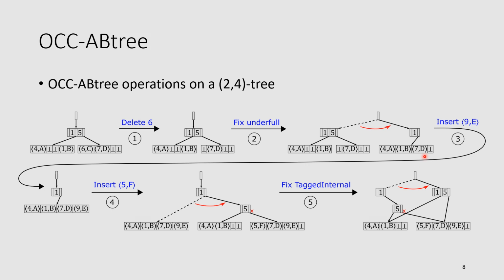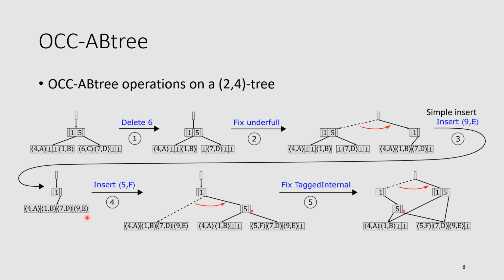Next, let's do some inserts. There are two types of inserts in the OCC A-B tree. The first is called a simple insert. An insert operation is a simple insert if there's space in the leaf that we want to insert into. This is the insert of 9 here. The second type of insert is called a splitting insert. Splitting inserts occur when the leaf we wish to insert into is already full.